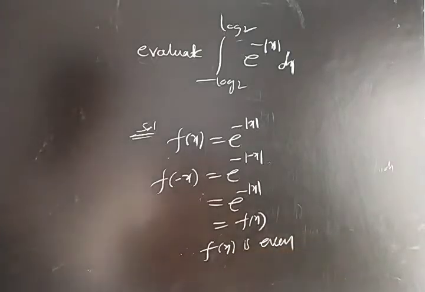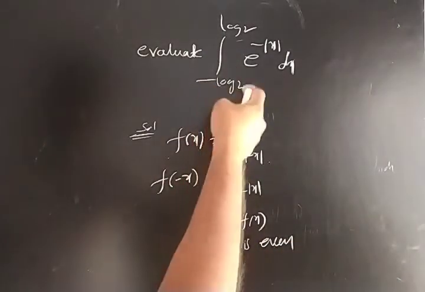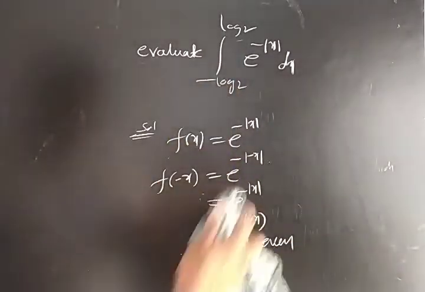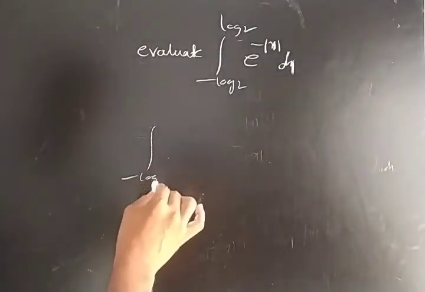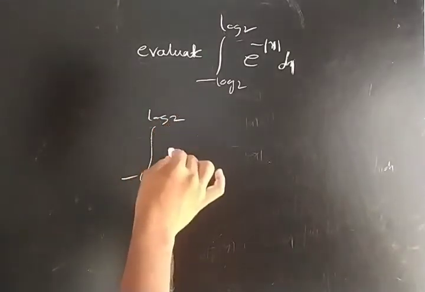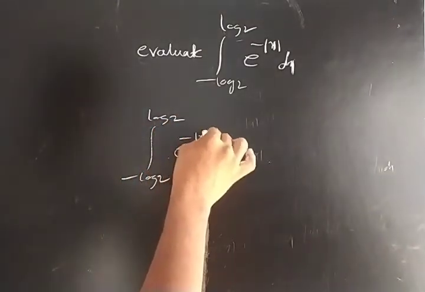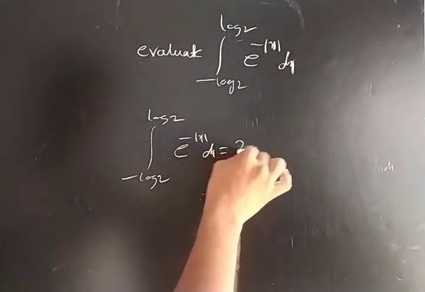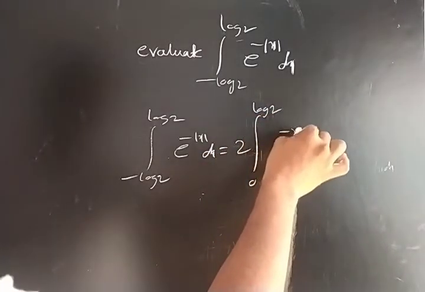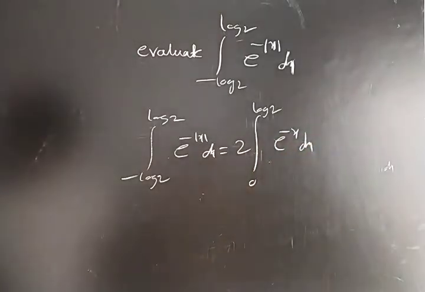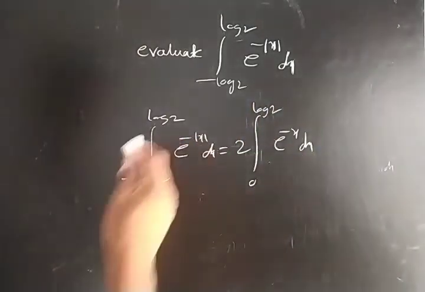So if it is an even function, in place of the lower limit we can keep 0 and in front of the integration we will get 2. So the integral from minus log 2 to log 2 of e power minus mod x dx becomes 2 times the integral from 0 to log 2 of e power minus x dx. Why did I remove this mod? Because from 0 to log 2 the x values are positive, so we can remove the mod.